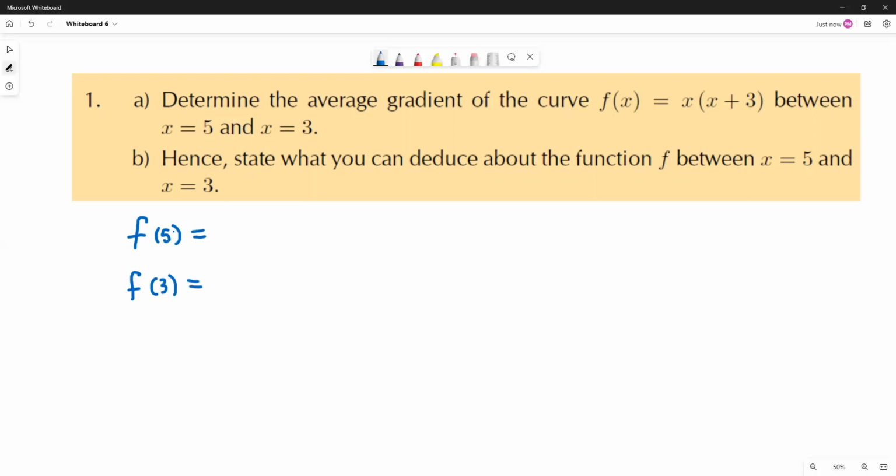So firstly, I'm going to input 5. Everywhere I see x, I'm going to put 5, 5 and 5. So what does this become? It's 5, then it's going to be 5 plus 3, which is 8, which gives 40. So f at 5 is 40, which means the point will be 5 coordinate 40. The input is 5, and the output is 40.